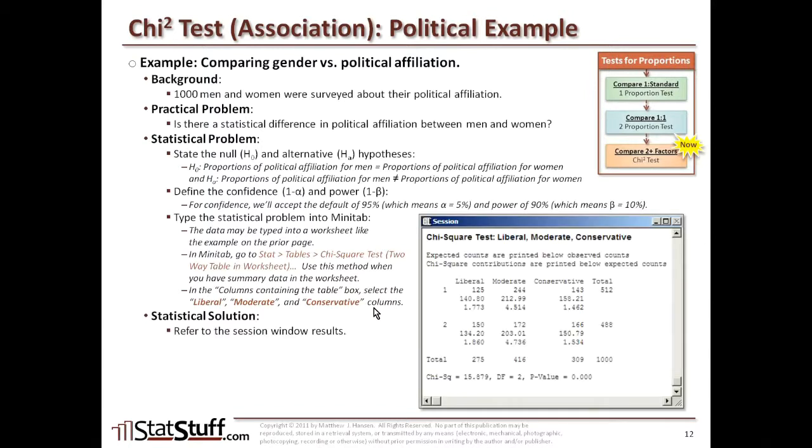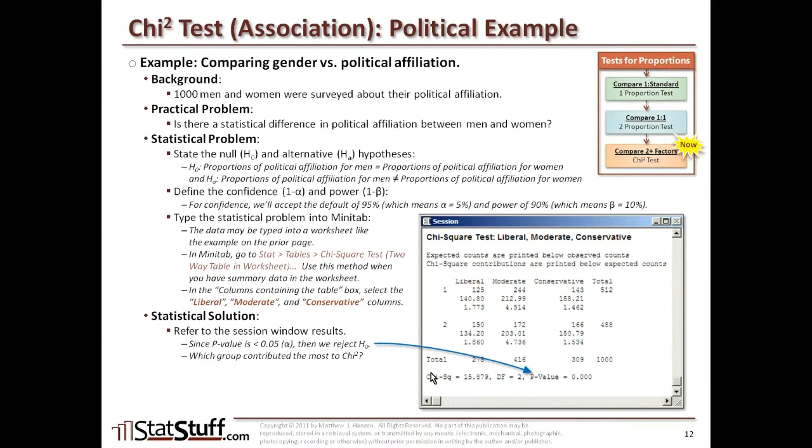Now for the results that we're going to look at, the session window results are going to look something like this. When interpreting those results, we're first going to be looking for the p-value. In this case, the p-value shows up as 0. And because this p-value is less than the amount of risk that we're willing to accept, now we can say we're going to reject the null hypothesis. That is, we're rejecting this null hypothesis here, and we're going to accept the alternative, which would allow us to conclude that there is some sort of proportional difference between the political affiliation for men and the political affiliation for women.